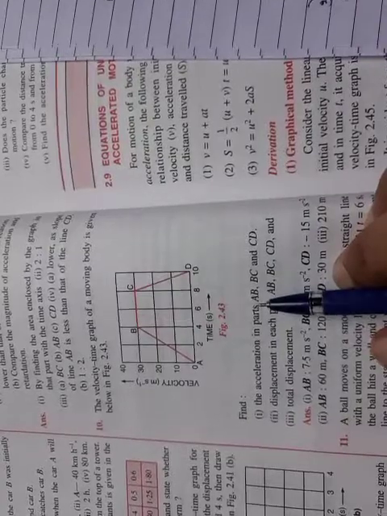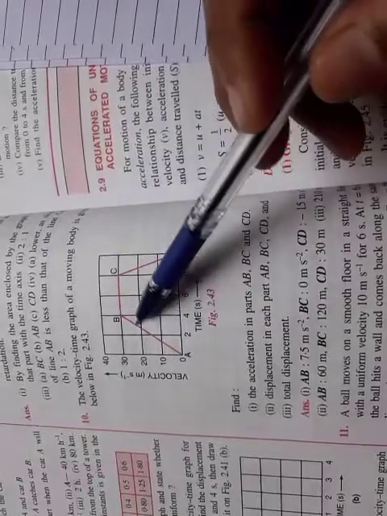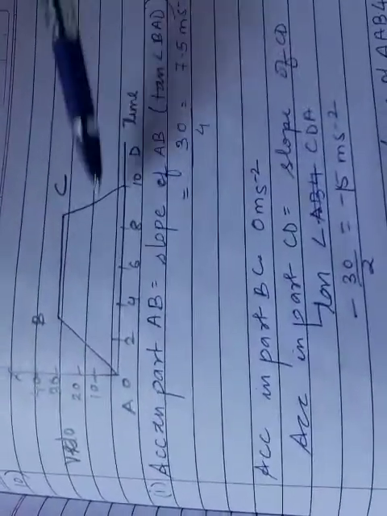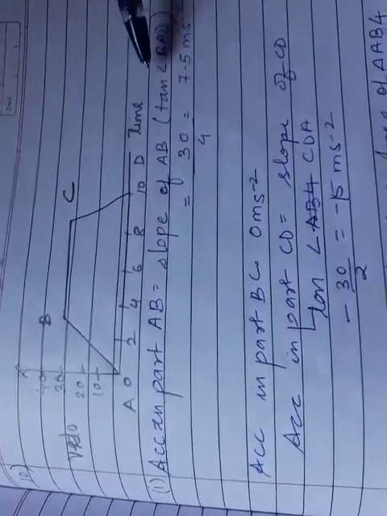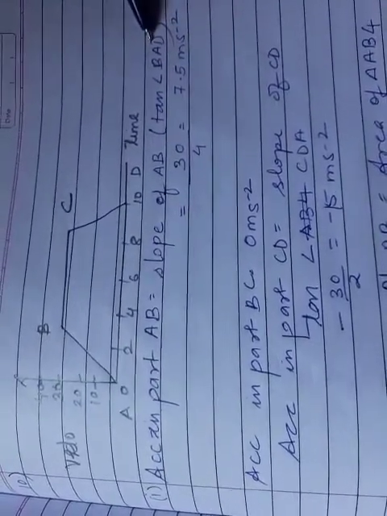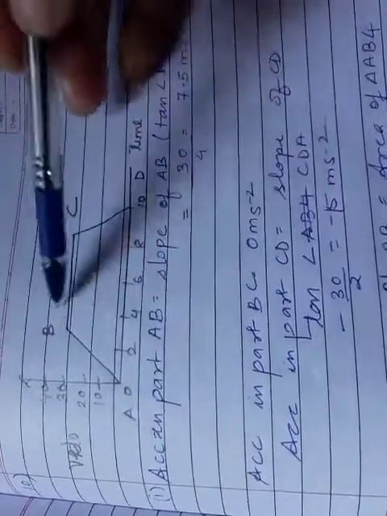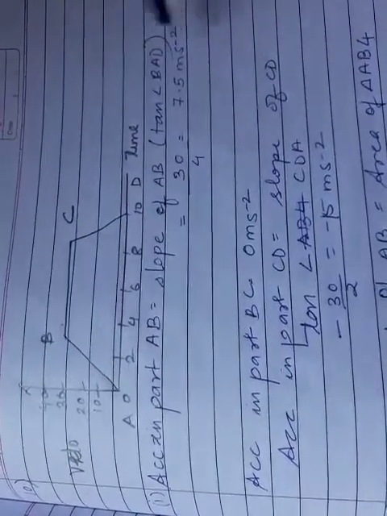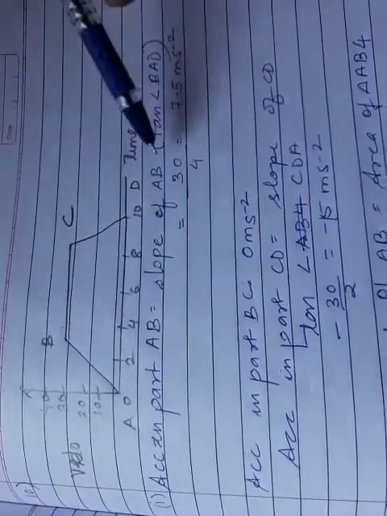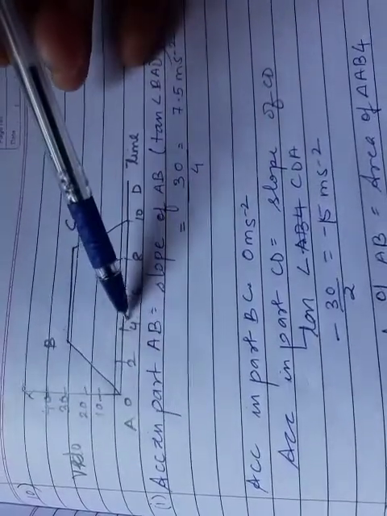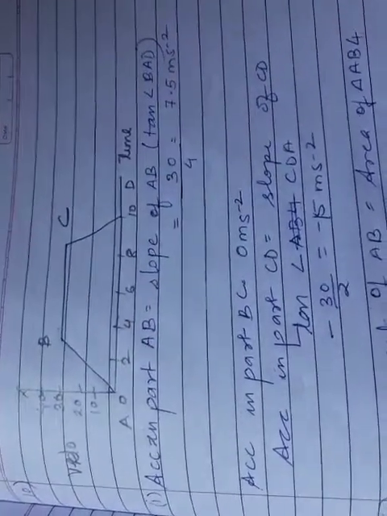Now first we are supposed to find out the acceleration in part AB. So let us see how to find out the acceleration in part AB. So here we are going to find out first the acceleration in part AB by the slope of AB. When you are finding out the slope of AB, you are supposed to find out tan of angle BAD. Tan of angle BAD is nothing but BD upon AD, which is BD upon A4. Okay, let us see how.